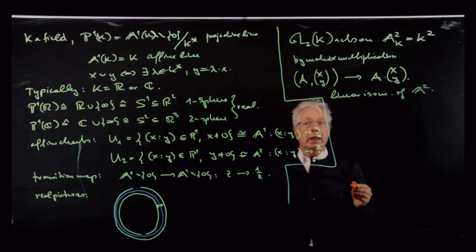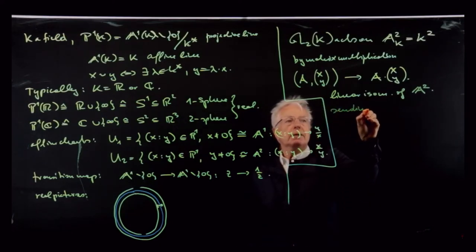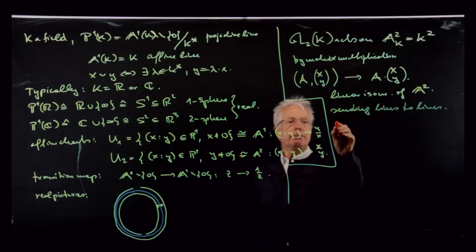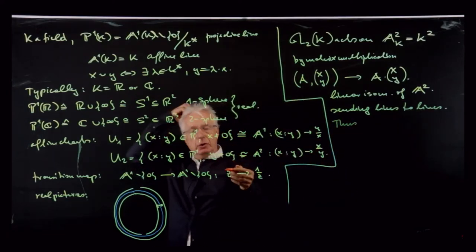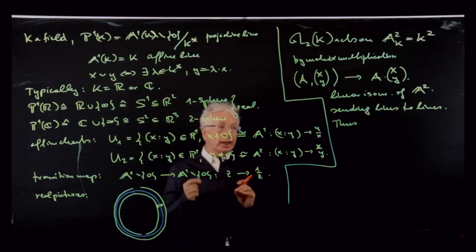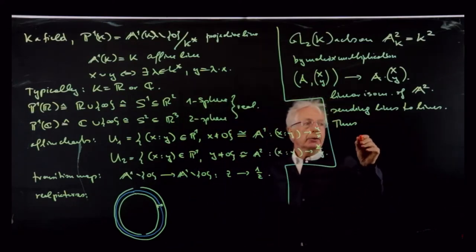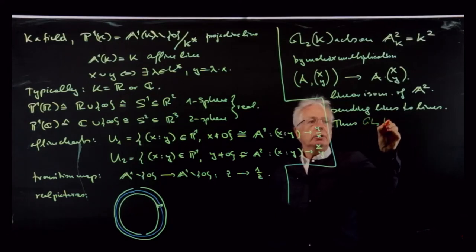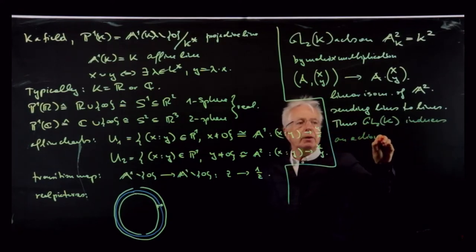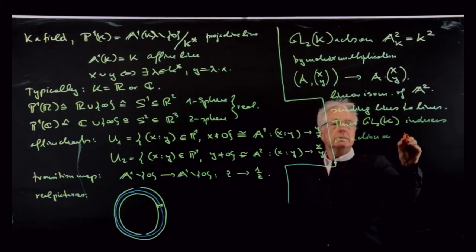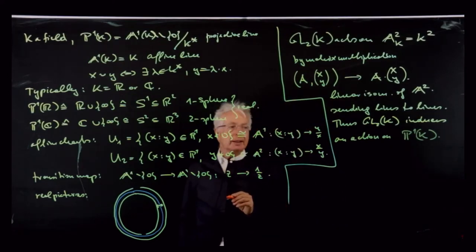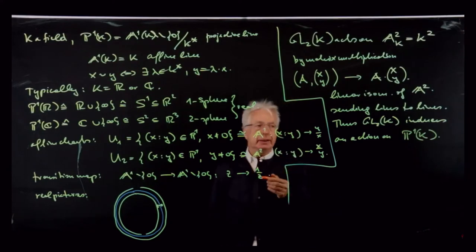and of course it sends lines to lines. I explained this already in the first class, that the points of the projective line correspond to lines through zero in A2. Thus, GL2K induces an action on P1K. And I want to compute this action to see more concretely how this works.